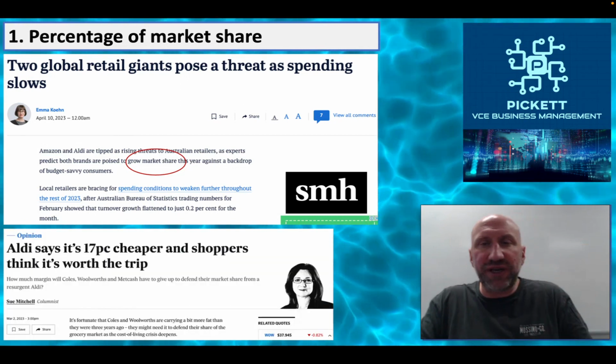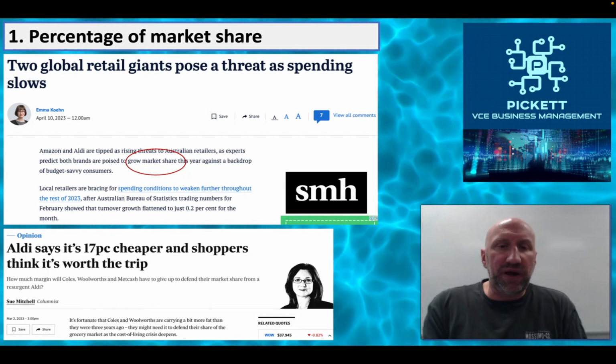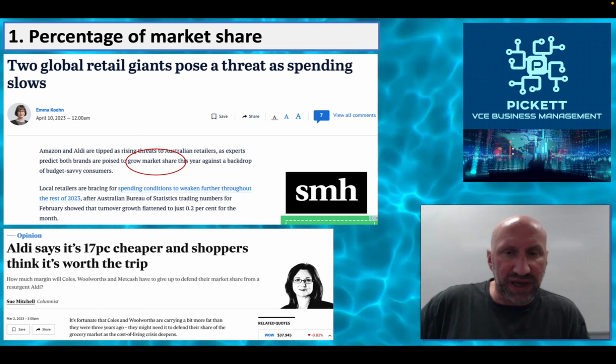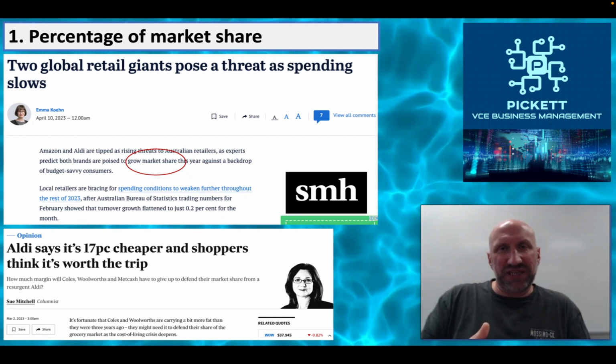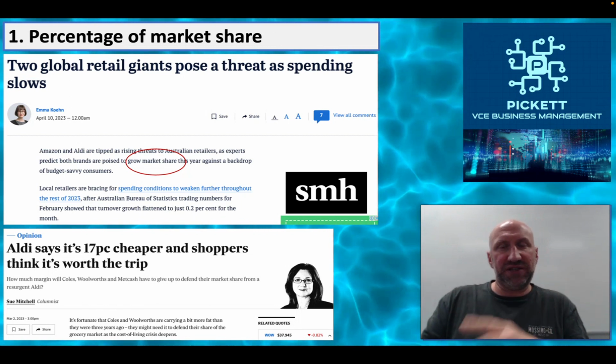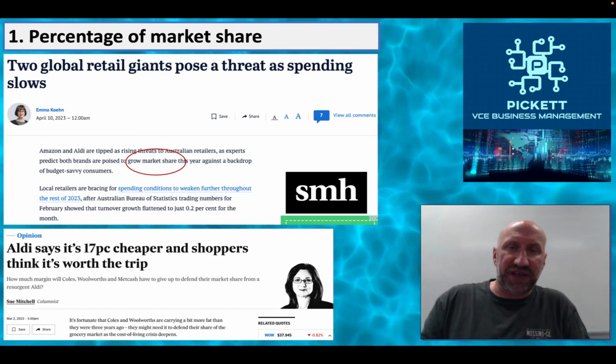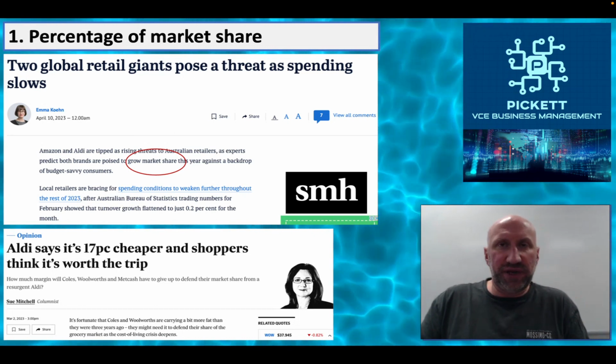There we go. "Aldi says it's 17% cheaper. Shoppers think it's worth the trip," okay? So this is, again, the idea that as things become more expensive in life, people might then start to shop at Aldi instead of, if they usually went to Coles and Woolies, because it's cheaper.